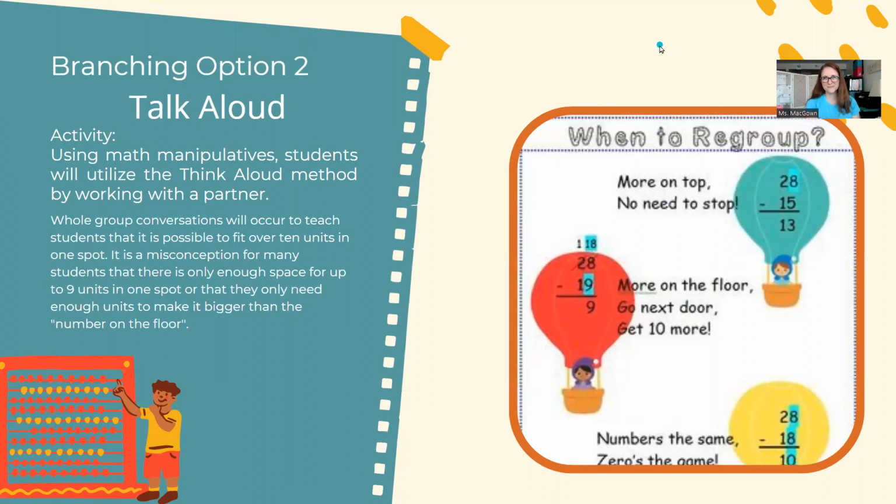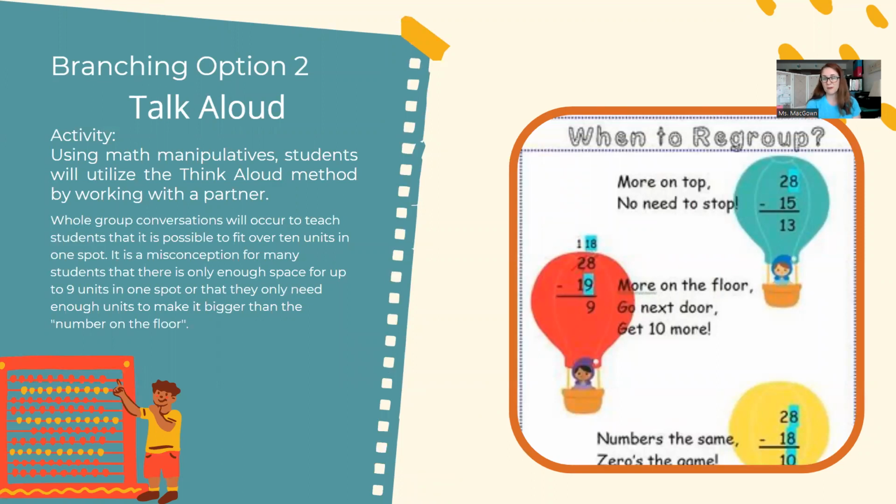Branching option number 2, talking out loud. Using math manipulatives, students will utilize the think aloud method by working with a partner or me. While whole group conversations will occur to teach students that it is possible to fit over 10 units in one spot, it is a misconception for many students that there's only enough space for up to 9 units in one spot, or that they only need enough units to make it bigger than the number on the floor.